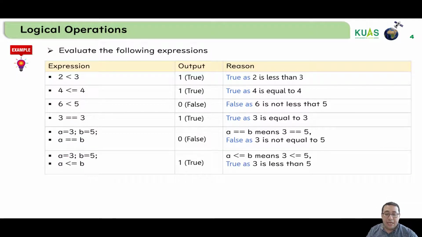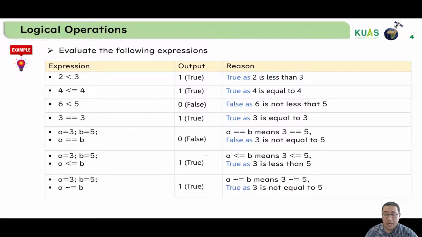Again, with A as 3 and B as 5, if we say is A less or equal B, so A is 3, B is 5. Is 3 less or equal 5? That's true because 3 is less than 5. Again, if A equals 3, B equals 5, and the question is A not equal B, it means 3 not equal to 5. That's true because 3 is not equal to 5.